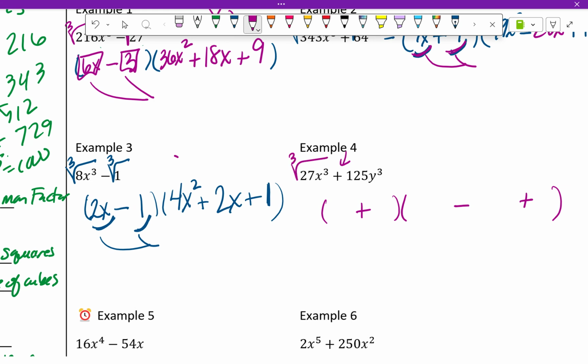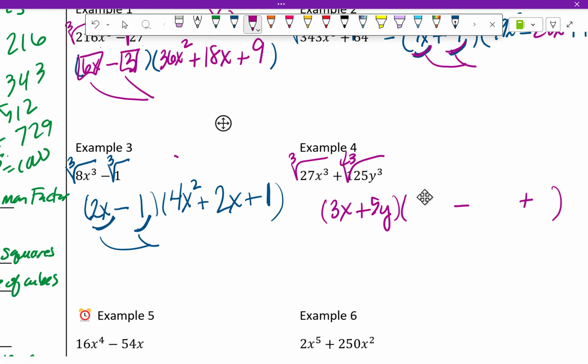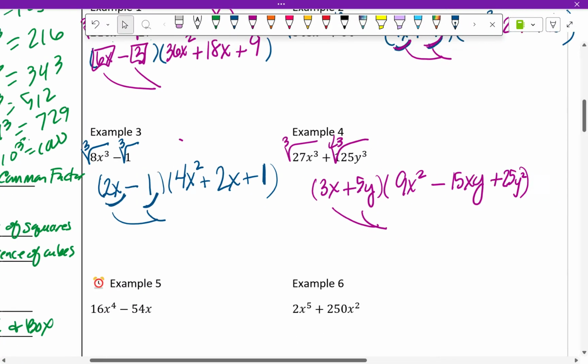All right. Cubed root, what do we get? 3x. Cubed root, what do we get? 5y. Not a big deal that I threw an extra variable in there with you. Okay. All right. What am I doing to the 3x? Squaring it. What do we get? So 9x squared. What am I going to do to the 5y? Square it. We get what? 25y squared. And then what do I want to do to the middle? Multiply. And what do we get? 15xy. Okay.